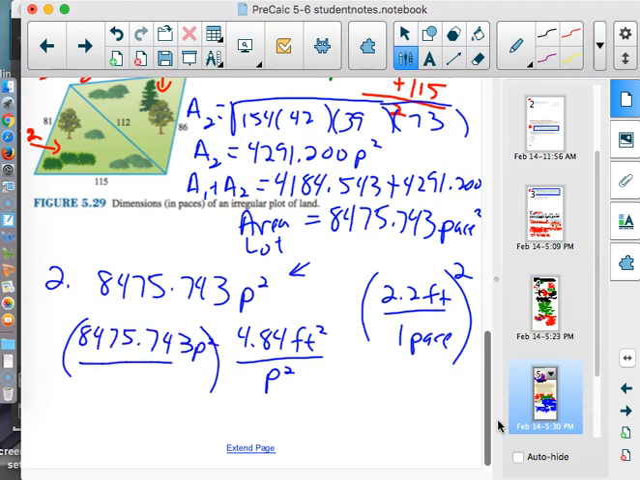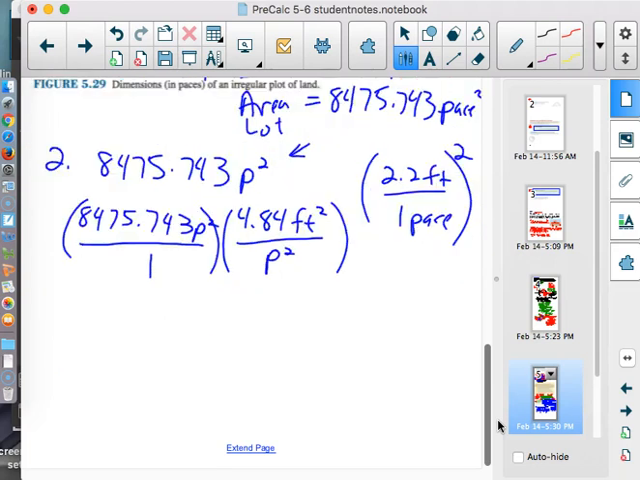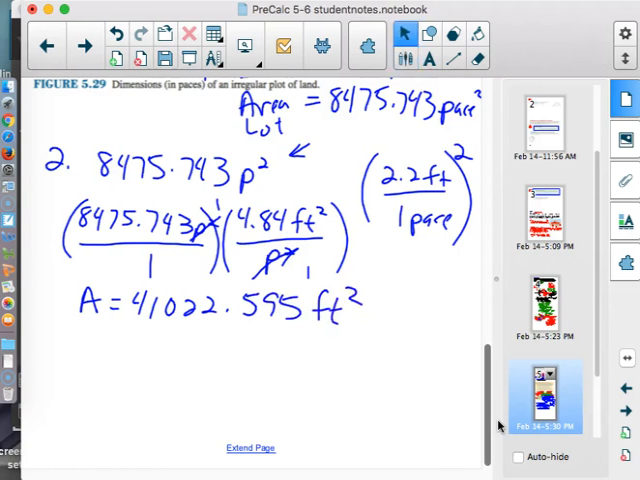So 8,475.743 square paces over 1. Here's our unit analysis. We were doing this a while back. The paces are going to cancel out, which is exactly what we want, and we'll get our answer in square feet. All we have to do is multiply those two together, top times top. So the area in square feet is going to be 41,022.595 square feet, which is a good start. But this was supposed to be about acres, so we have to keep going.